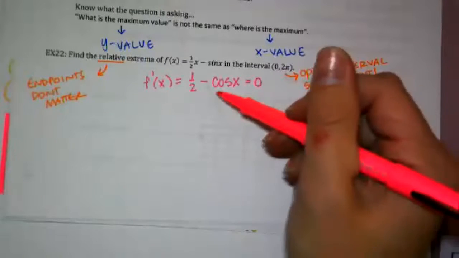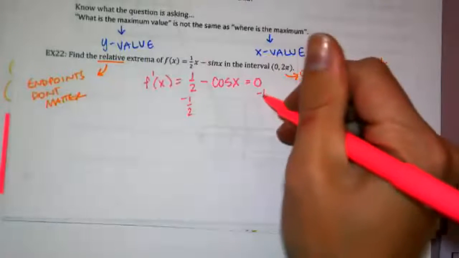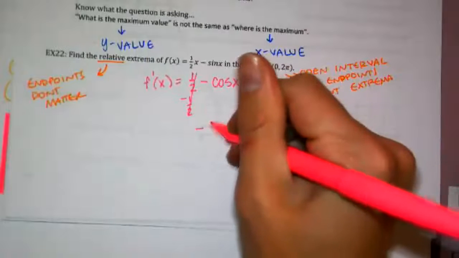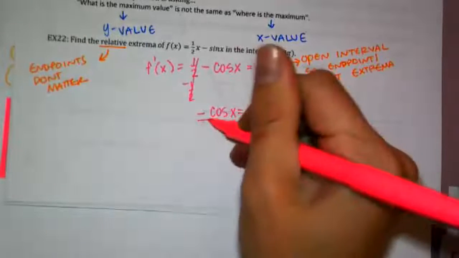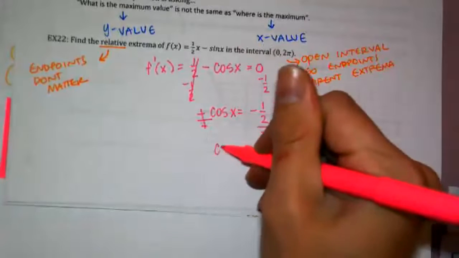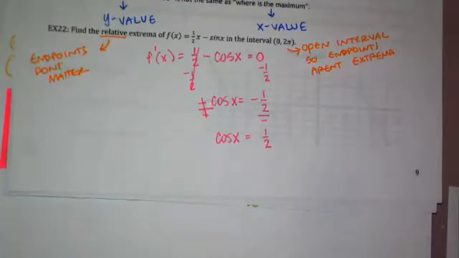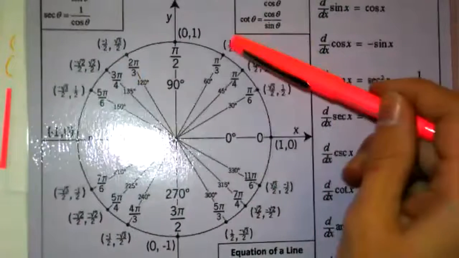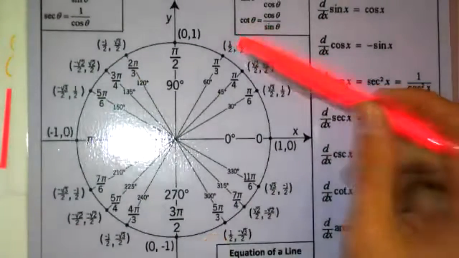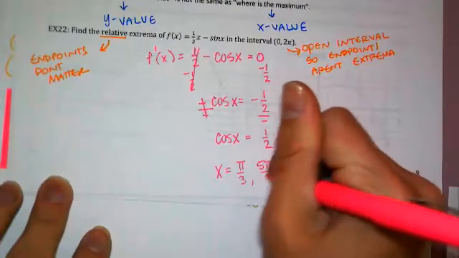Okay, so now let's solve this for x. I'm going to subtract the 1/2. So I get negative cosine x equals negative 1/2. And how do you get rid of the negative? Divide by negative. So I get cosine x equals 1/2. That's when you go to your unit circle. Is cosine the x or the y value? The x. Where on my circle is the x value a positive 1/2? Pi over 3 and 5 pi over 3. Does that make sense? Okay, so my two critical points are pi over 3 and 5 pi over 3.